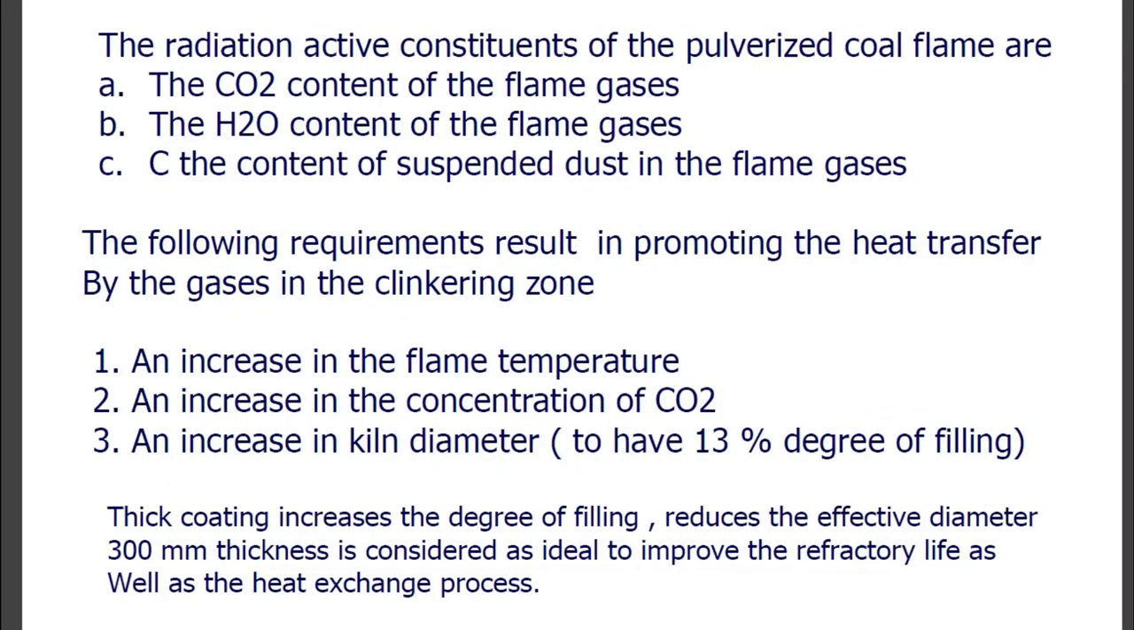The radiation-active constituents of the pulverized coal flame are the CO2 content of the flame gases, the H2O content of the flame gases, and C, the content of suspended dust in the flame gases. The following requirements promote heat transfer by the gases in the clinkerization zone: an increase in the flame temperature, an increase in the concentration of CO2, and an increase in the kiln diameter to have a 13% degree of filling. Thick coating increases the degree of filling and reduces the effective diameter. A 300 mm thickness is considered ideal to improve refractory life as well as the heat exchange process.